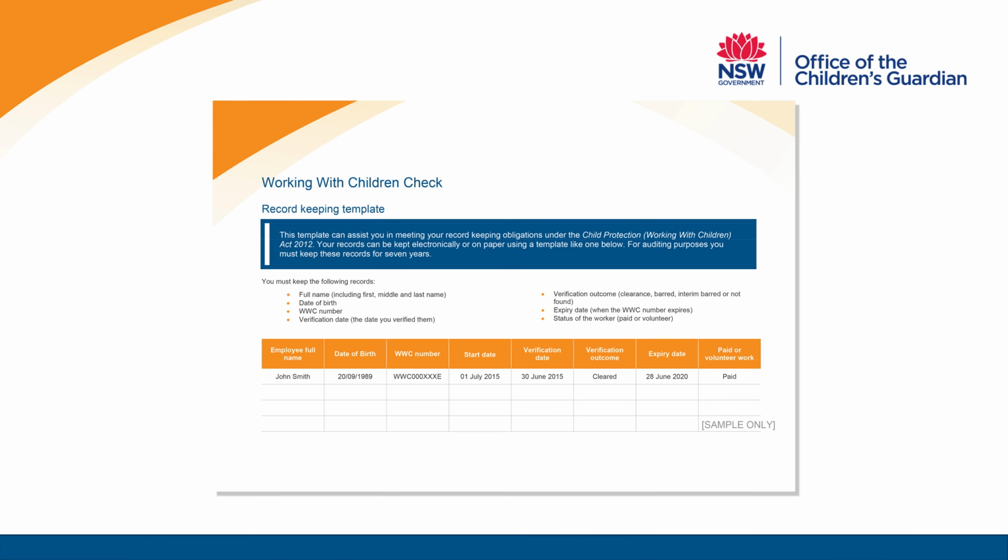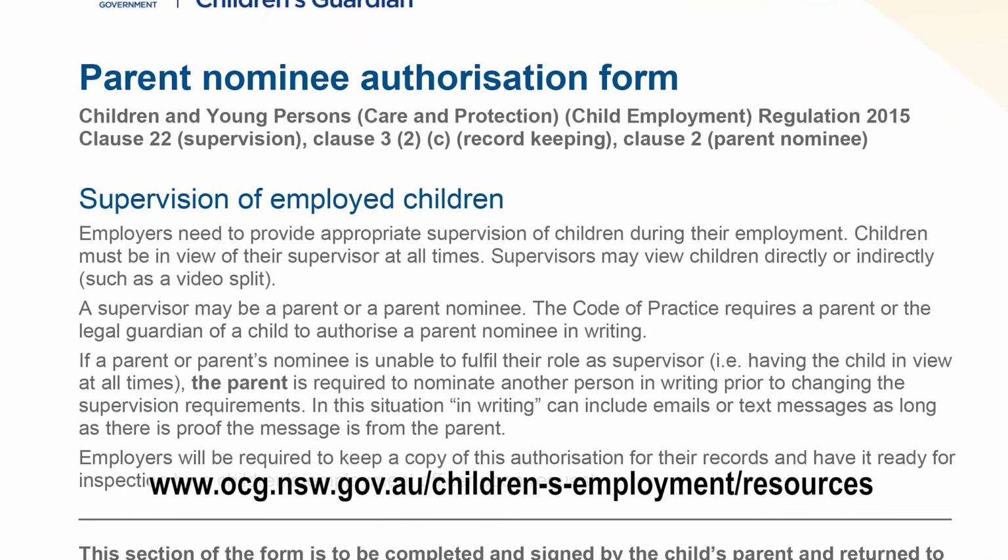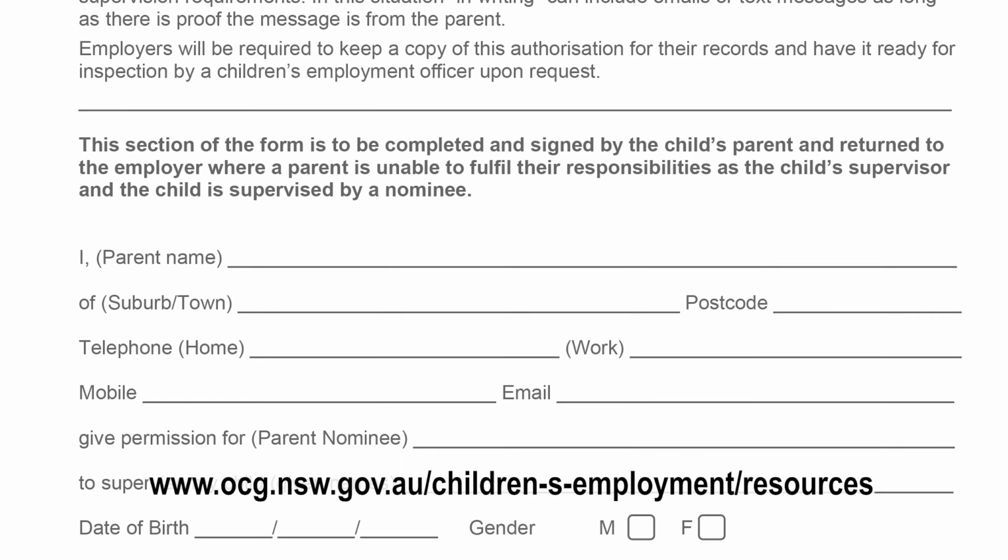Keep a record of the child's supervisor details. If the supervisor is employed by you, keep a record of their Working with Children check and your verification. If the child's parent has asked a relative or friend to supervise the child, you must have a record of the parent's authorisation in writing. This can be via a text message or email, or you can use the parent nominee authorisation form available on our website.